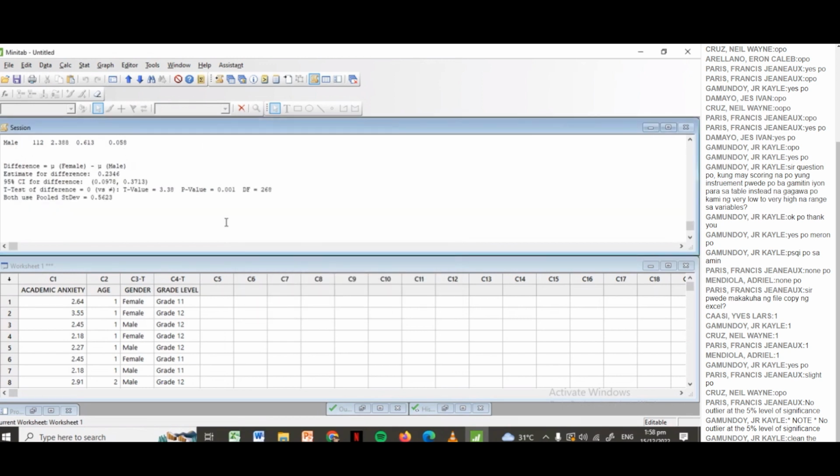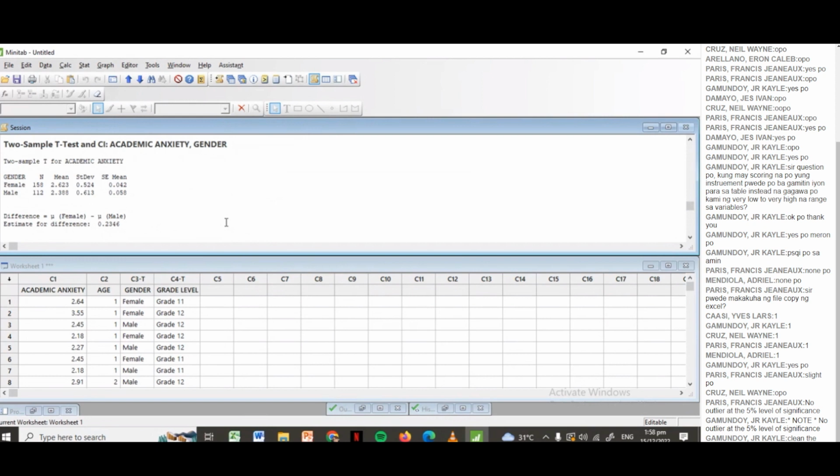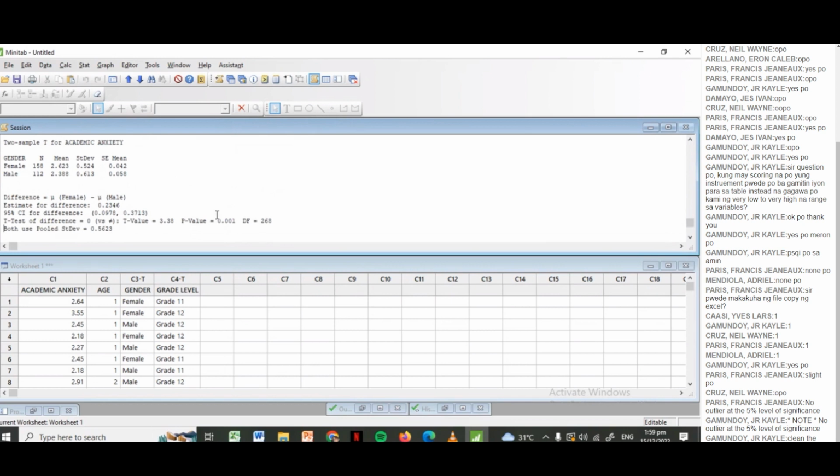And you have here now your result for the two sample T for academic anxiety. As you can see here, the gender for female is 158. The mean is 2.623. The standard deviation is 0.524. Then the standard error for the mean is 0.042. The male is 112 with a mean of 2.388, standard deviation of 0.613, and a standard error for mean of 0.058.